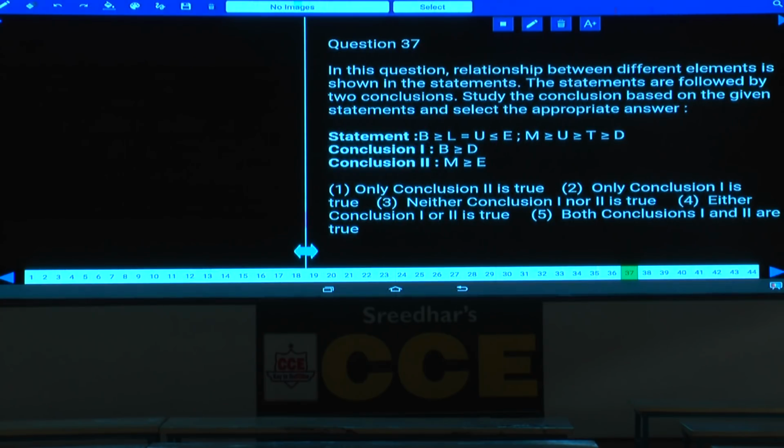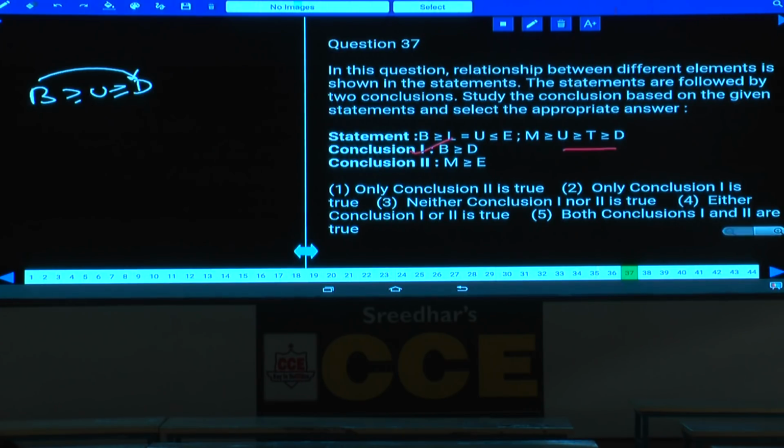Now, question number 37, the relation between B and D. B greater than or equals to L and so on, U and D. Now between U and D, what is the relation here? U greater than or equals to D. Now between B and U, B greater than or equals to U greater than or equals to D. Hence between B and D, what are the symbols here? Greater than or equals to. Hence B greater than or equals to D, definitely true.